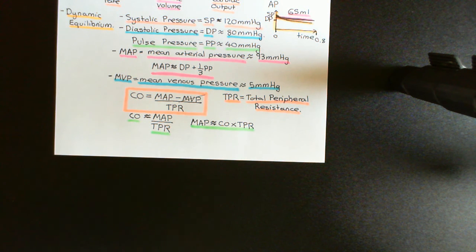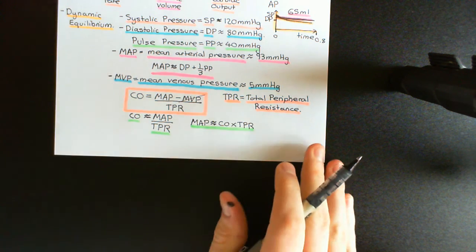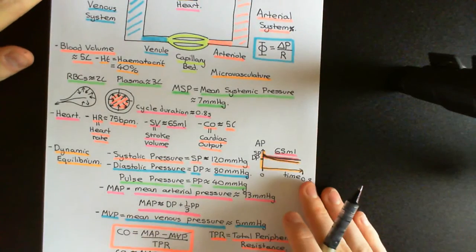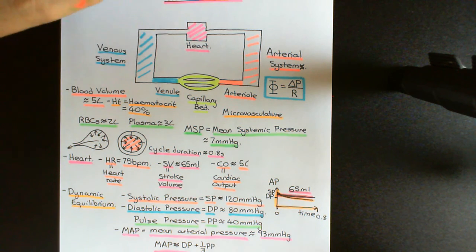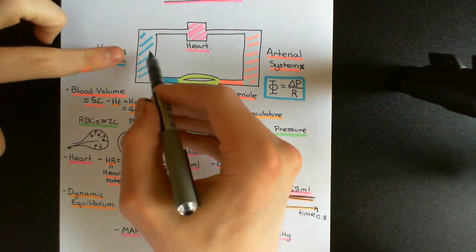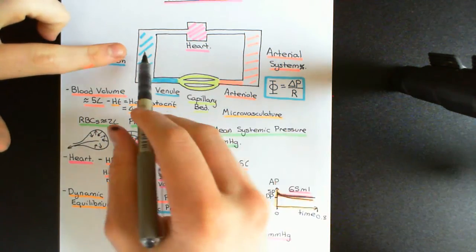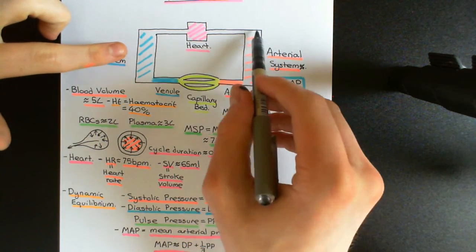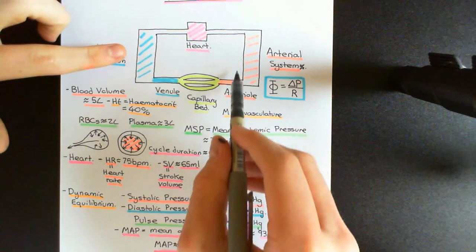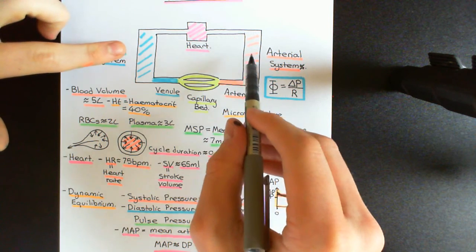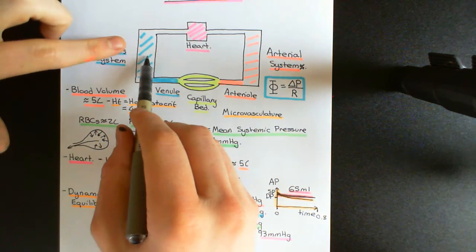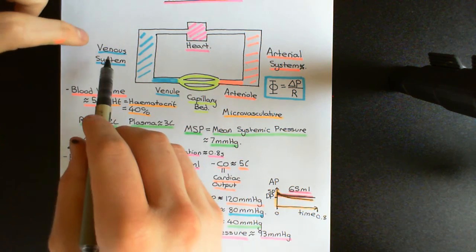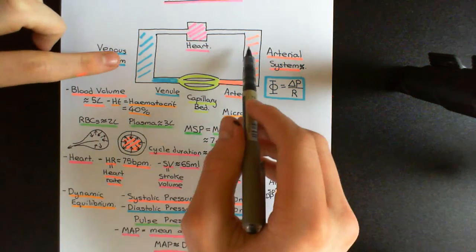Okay, so we will have a break here, and in the next video we'll go on to the more complicated model, but before we take our break, let's just summarize this simple model here. So, the heart's role is to maintain this pressure difference between the arterial system and the venous system. At dynamic equilibrium, we have a high pressure in the arterial system, and effectively the mean arterial pressure here is around 93 millimeters of mercury. We have a low pressure in the venous system. The mean venous pressure is around 5 millimeters of mercury.